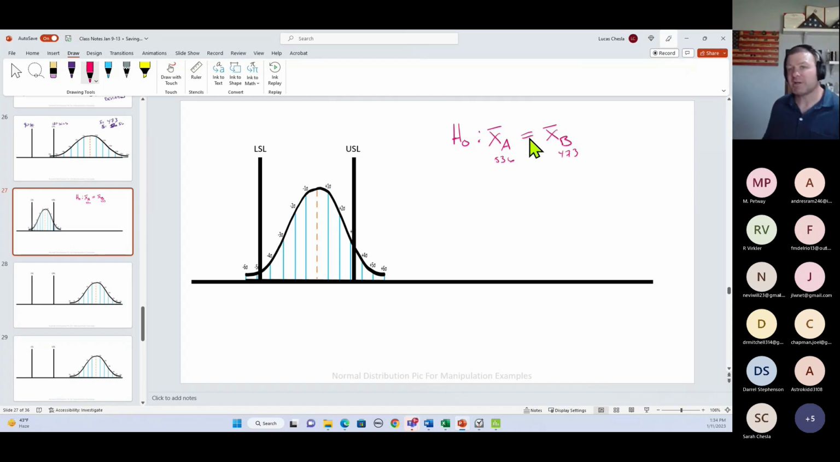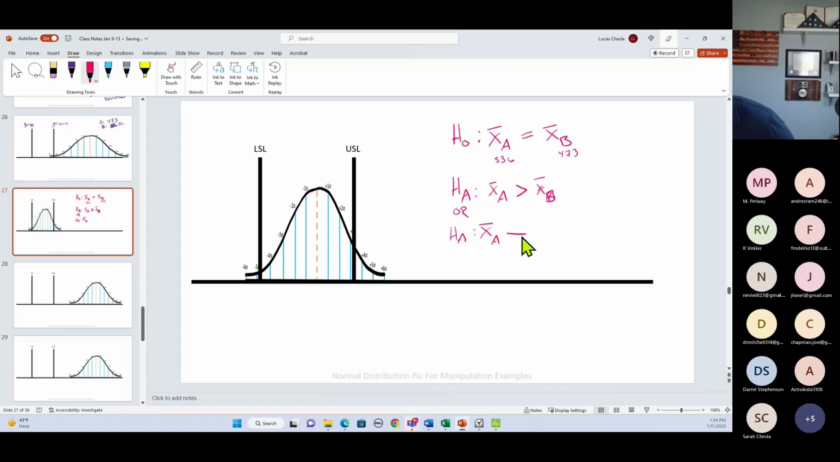Our alternate, though, is called our experimental hypothesis. This is the one where we say, hey, listen, I want to know, is the sample average from team A greater than the average for team B? So that's our experimental hypothesis. And you could also write this in other ways as well. It could be, is the sample average from A just simply not equal to the sample average from B? That's another way you could write it.